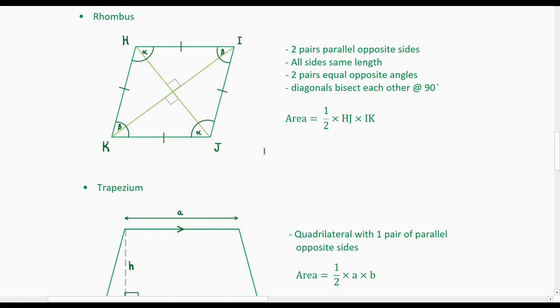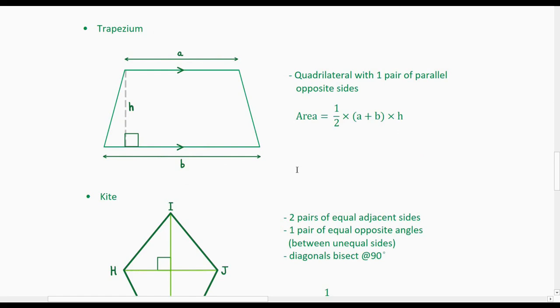Next is the trapezium. And the trapezium is characterized a lot more simply than the previous quadrilaterals, and it's just described as a quadrilateral with one pair of parallel opposite sides, indicated using the sides a and b in this diagram. And you'd calculate its area by saying half times the sum of these two parallel sides times perpendicular height h.